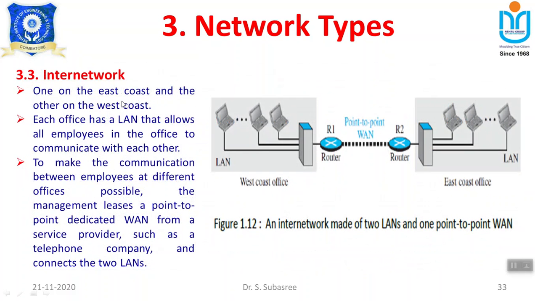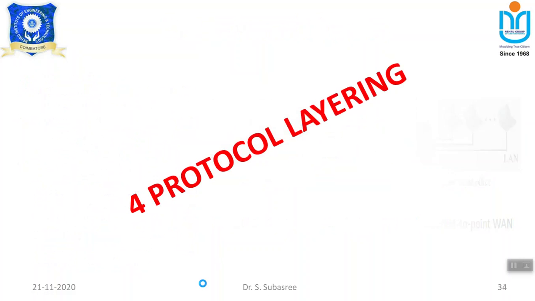Then here, internetwork. What is the meaning of internetwork? Connecting two offices together. This is one network. This is another network. By using an external router, we are connecting these two by using a wide area network. So that is the reason why it is called internetwork. Connection between two local area networks together by means of a wide area network is called the internetwork.